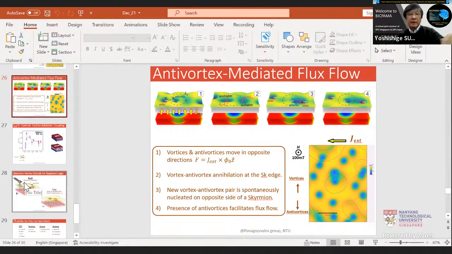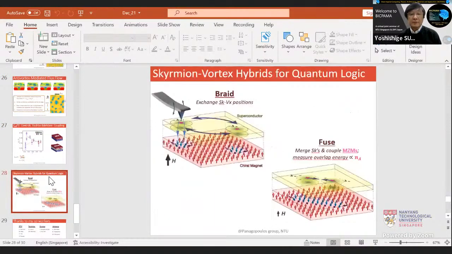My question is about the dissipation in the magnetic film. You told about inhomogeneity of the magnetic film, but also the magnetic film has dissipation inside. So for Majorana quantum computing, I am afraid about the problem of those dissipation.